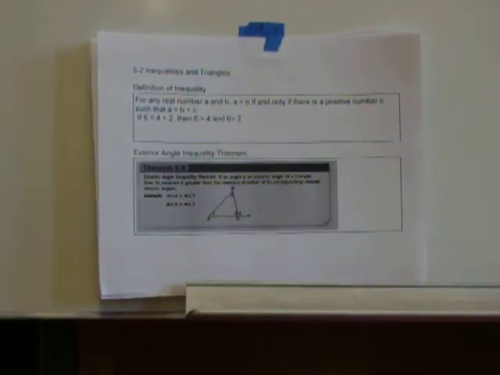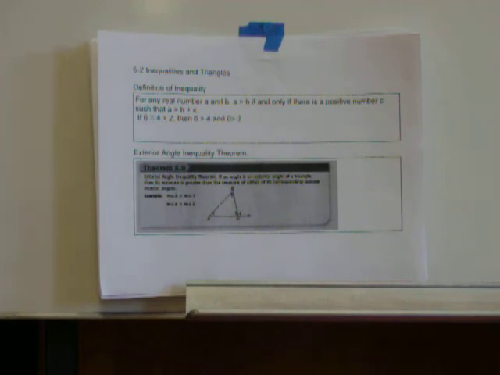Inequalities and triangles. Definition of inequality. For any real numbers a and b, a is greater than b if and only if there is a positive number c such that a equals b plus c. So for example, if you take 4 and 2 and add them together, you get 6. So 6 is greater than 4, and also 6 is greater than 2.